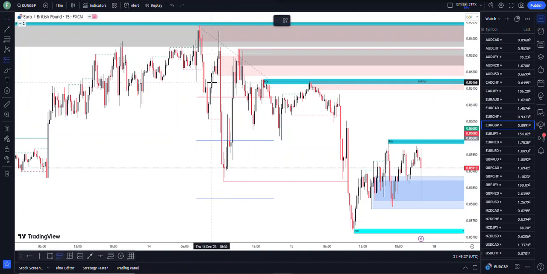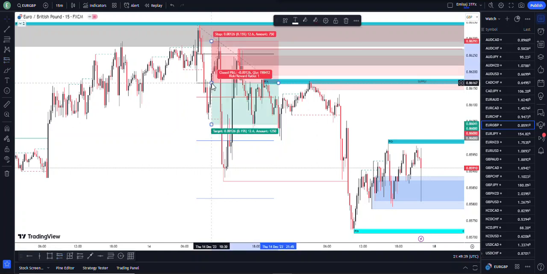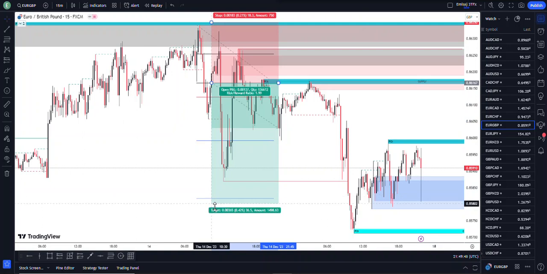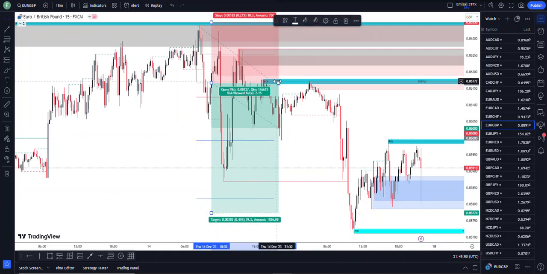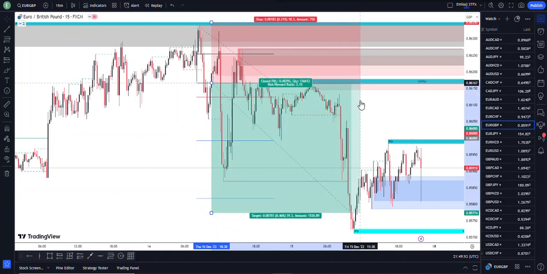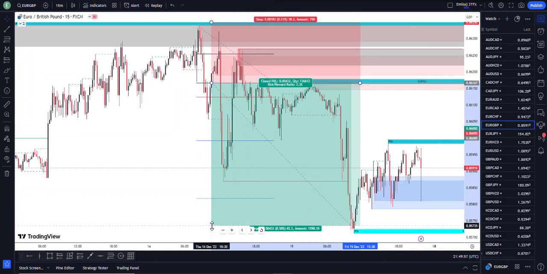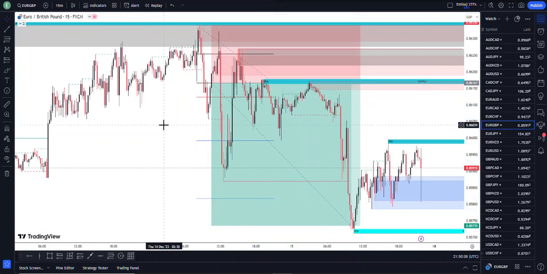So we're going to be taking our sell here, and our stop loss is going to be just above the candle, the 1 hour candle, and this has moved over 1 to 2 already. So Euro GBP has moved over 1 to 2, this 1 to 2.3, right? So it's as simple as that.